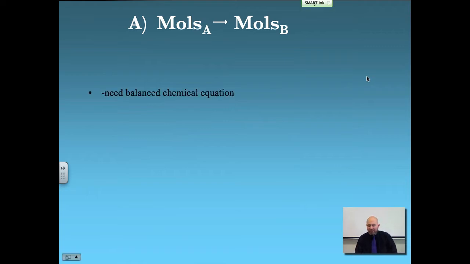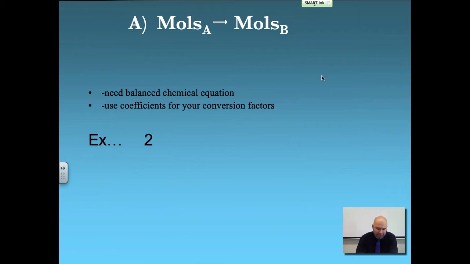Okay? The first thing that you need to be able to do when you go from moles of one to moles of another is you need a balanced chemical equation. You need a balanced chemical equation. And you're going to use the coefficients of that balanced chemical equation for your conversion factors. We're going to be using the same idea, X line, X line, X line, thinking labels, and using the coefficients from our balanced equation for our conversion factors. Let's take a look at an example.